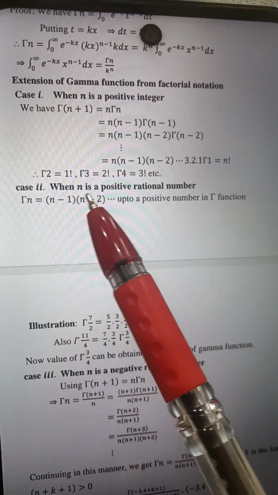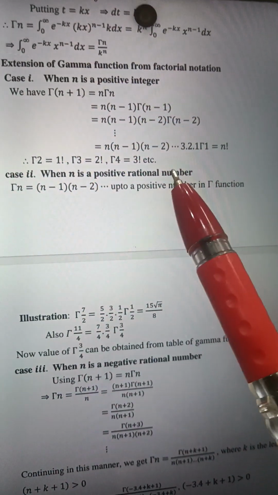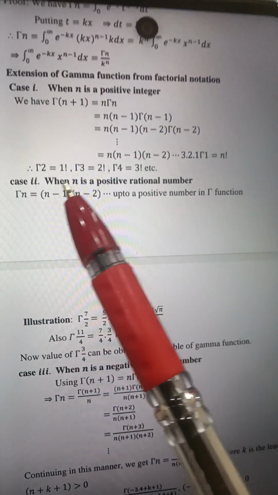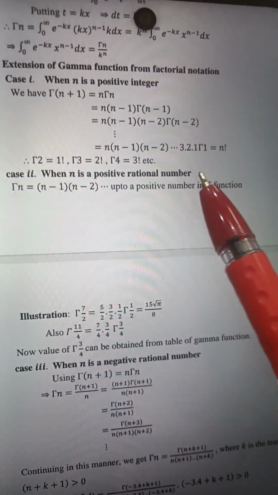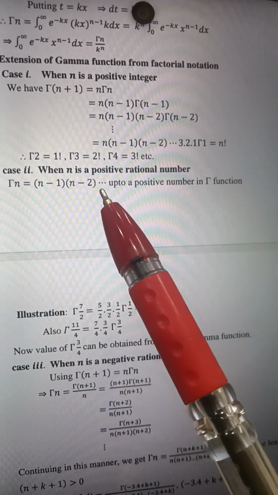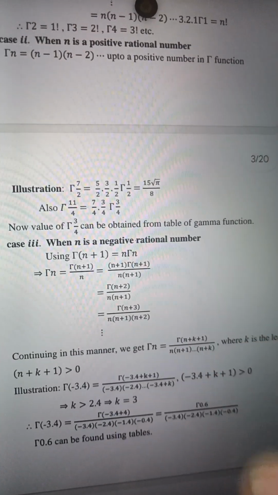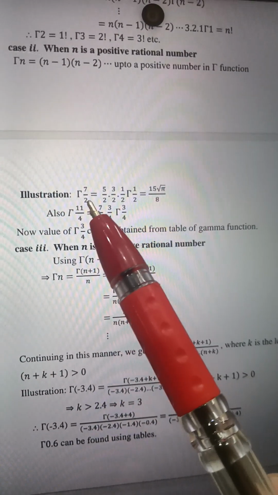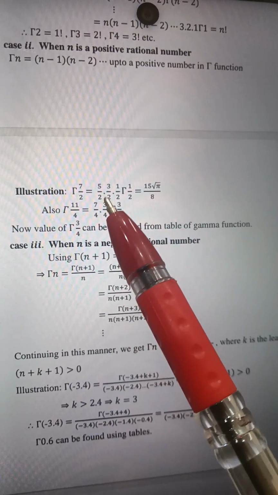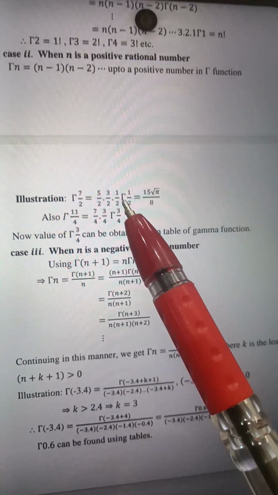Now second case: when n is a positive rational number. In the first case we have done n as a positive integer. In the second case we are doing n as a positive rational number. Factorial n is equal to (n minus 1)(n minus 2) and so on, down to a positive number in the factorial function. Now let us start. Factorial 7 upon 2 is equal to 5 by 2, 3 by 2, 1 by 2, and factorial 1 by 2 will come here and we will solve it.